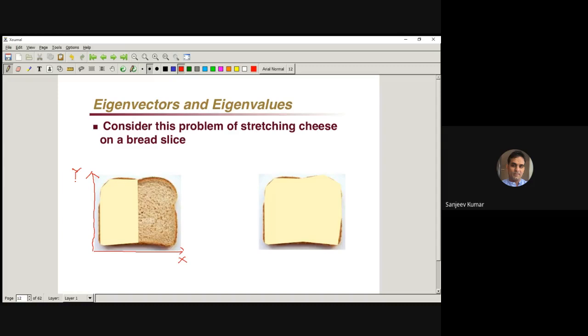So if you see what is happening before transformation and after transformation, what is happening? Earlier, in the x direction, I was having this much length. Now it is just double of the earlier. So whatever x I was having earlier, I am going to twice x.